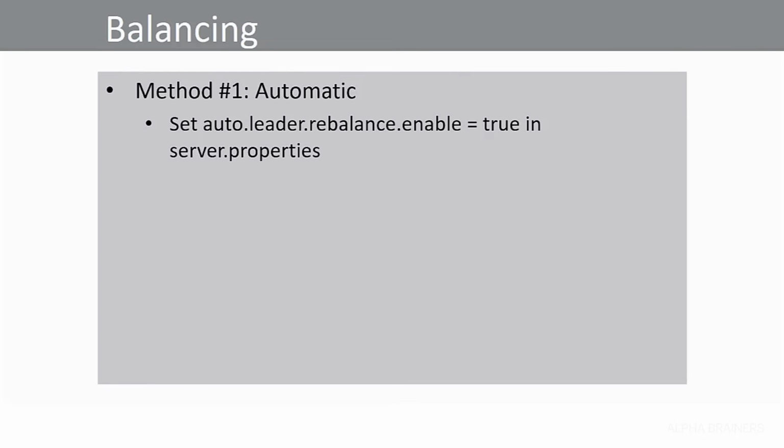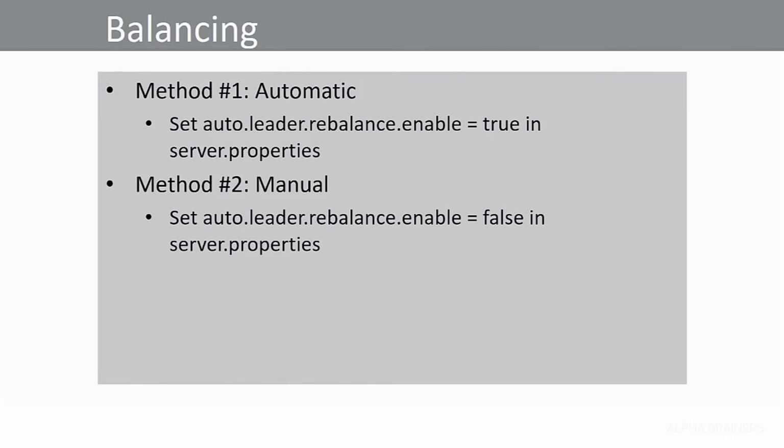But you can also use a manual method in which the process of electing a new leader is done manually by you. First of all, you need to set the auto.leader.rebalance.enable to a value of false in server.properties. And then when you want to perform a re-election, what you want to do is run the kafka-preferred-replica-election.sh script.